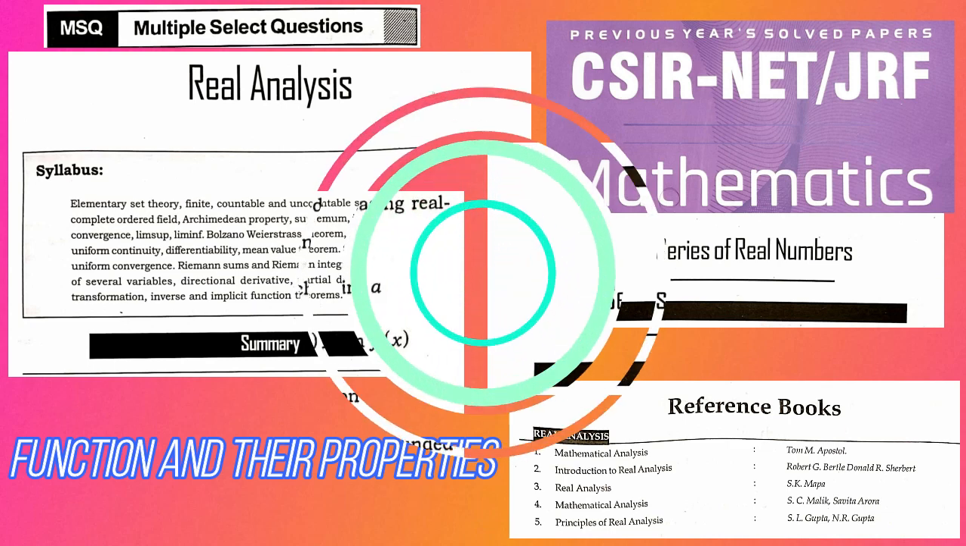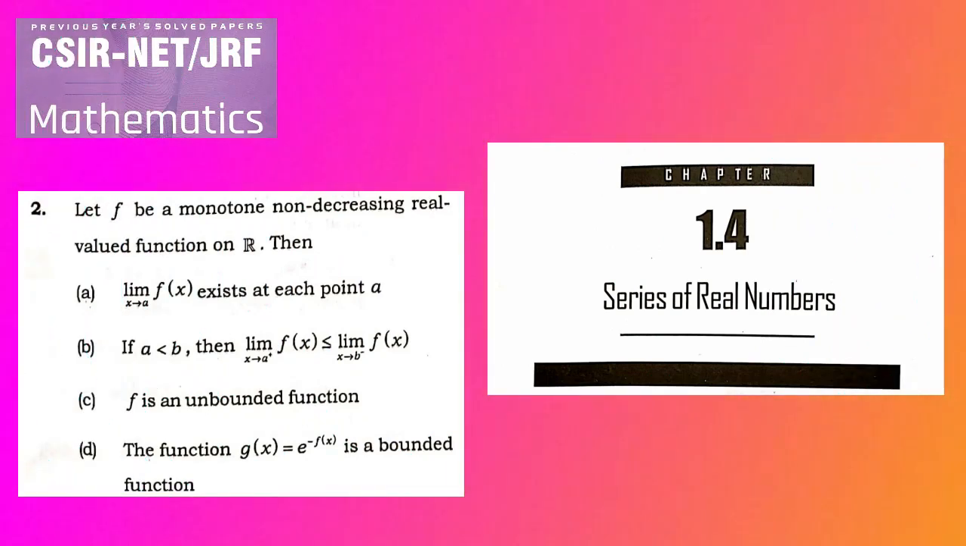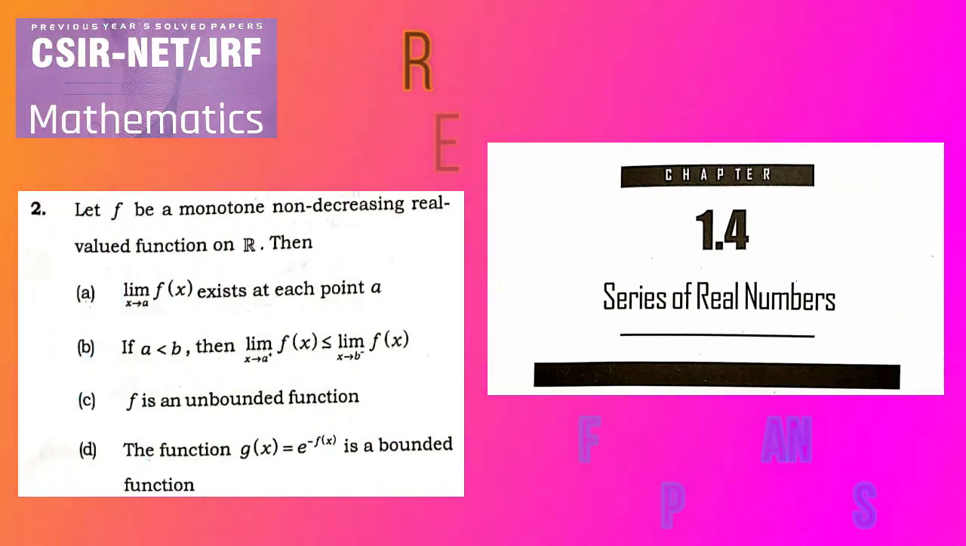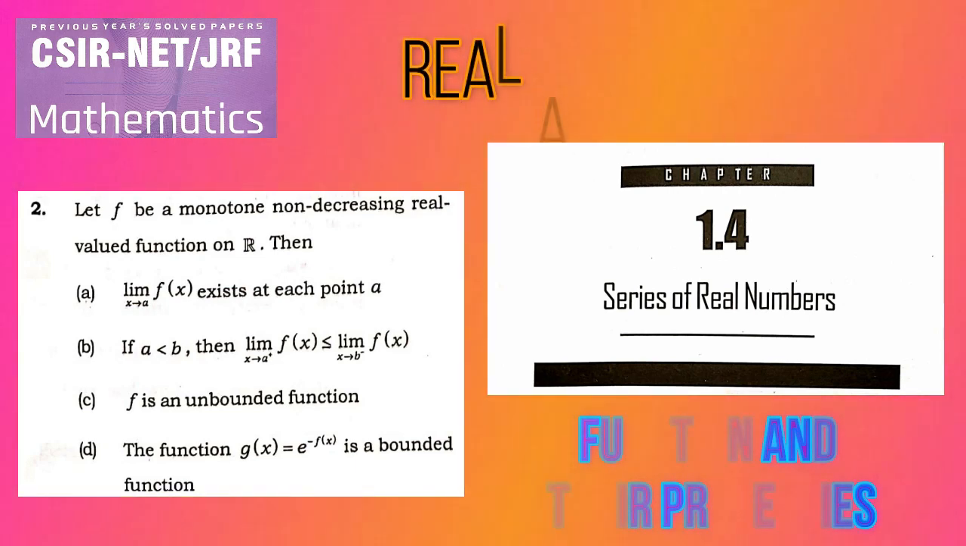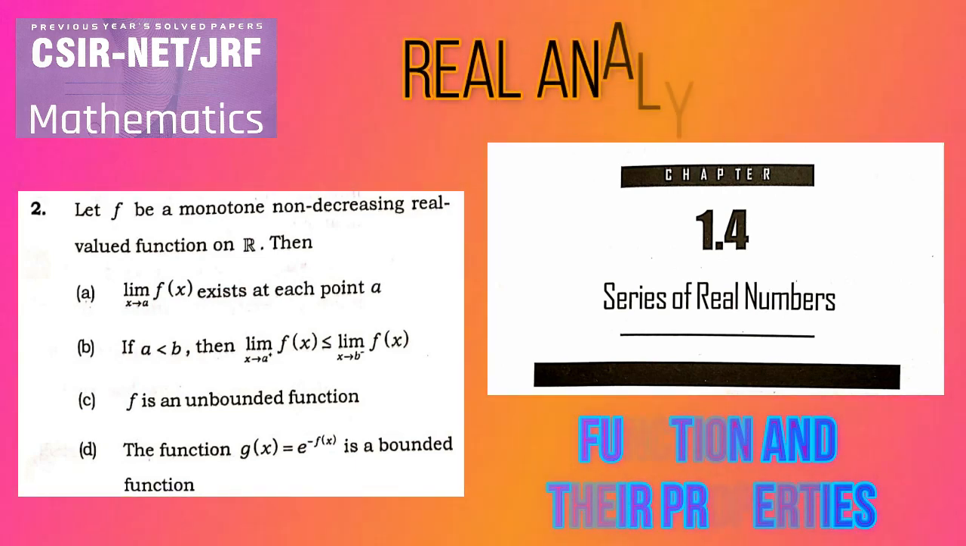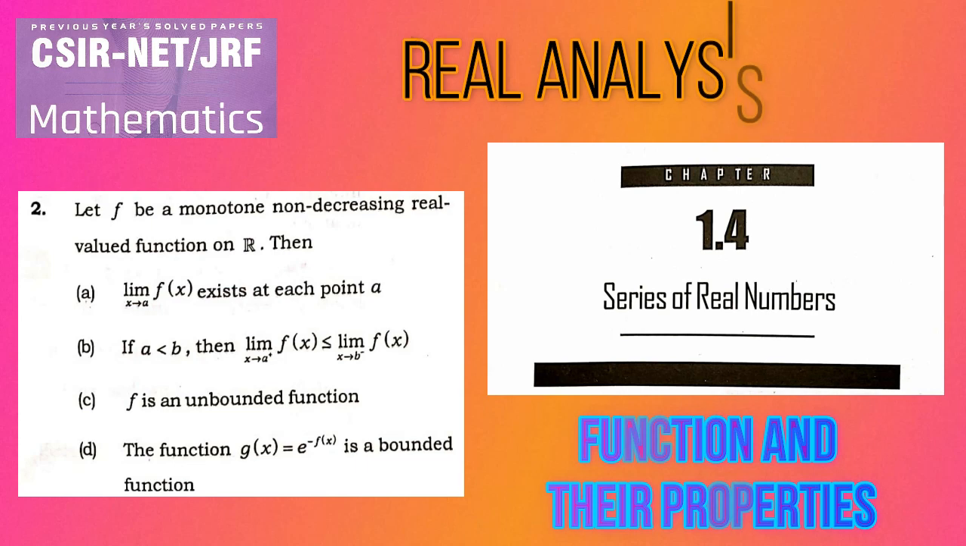The question says: let f be a monotone non-decreasing real valued function on R. So f is monotonic, and non-decreasing means increasing. It is real valued, so it takes values from the real numbers. Then we have to figure out which one of the options is correct.